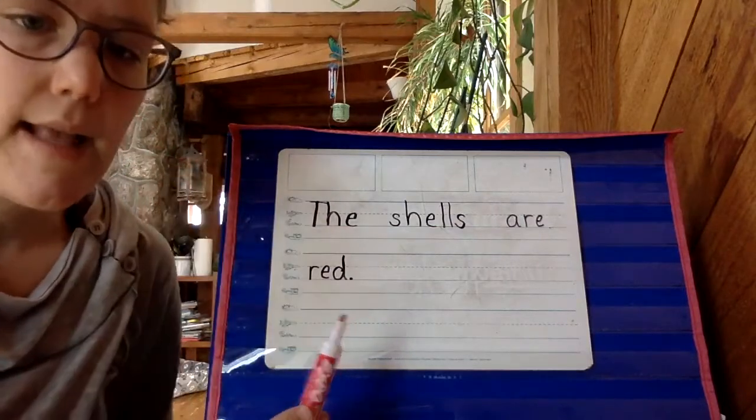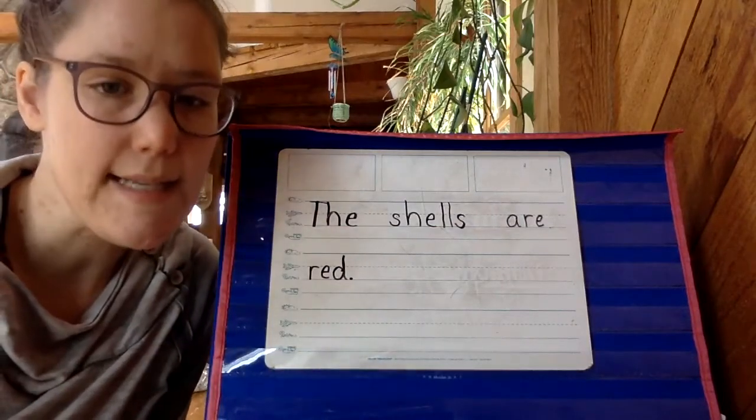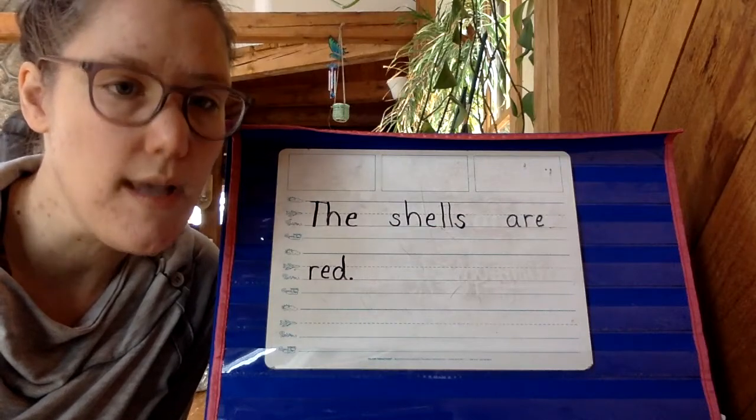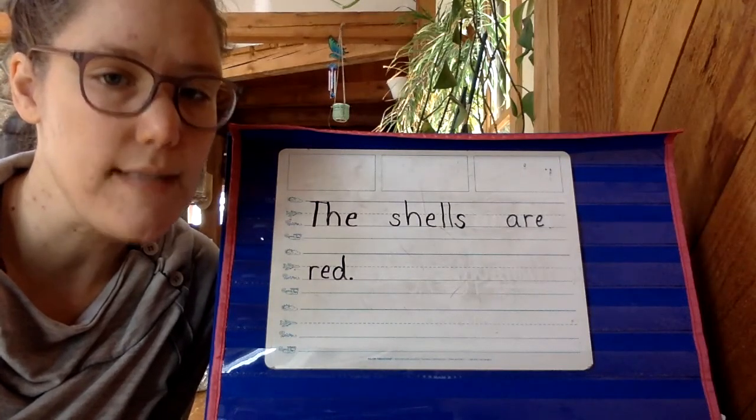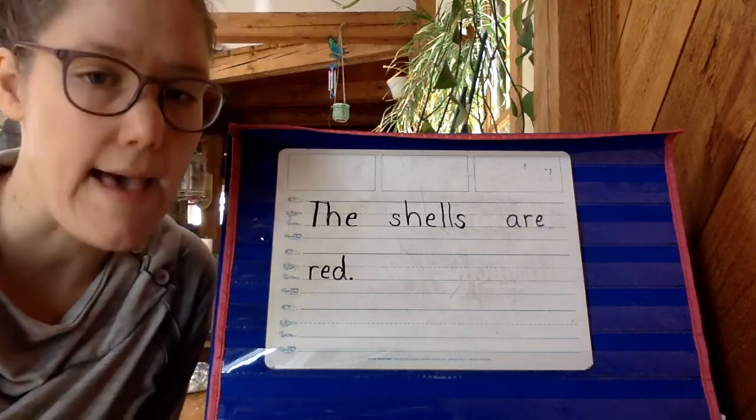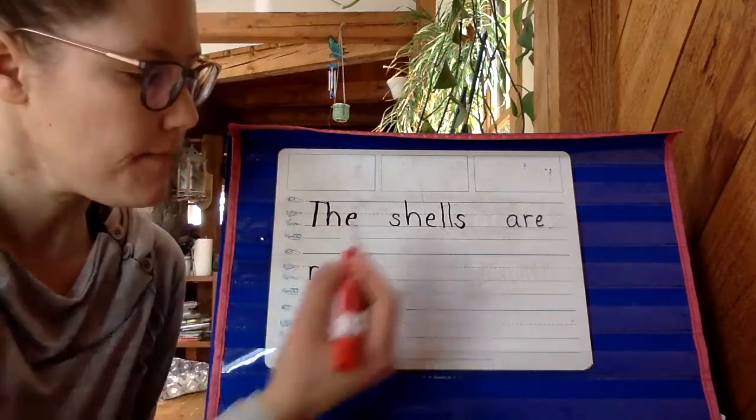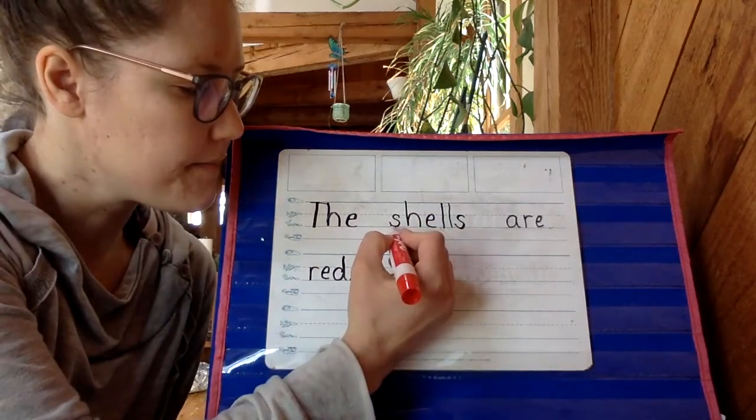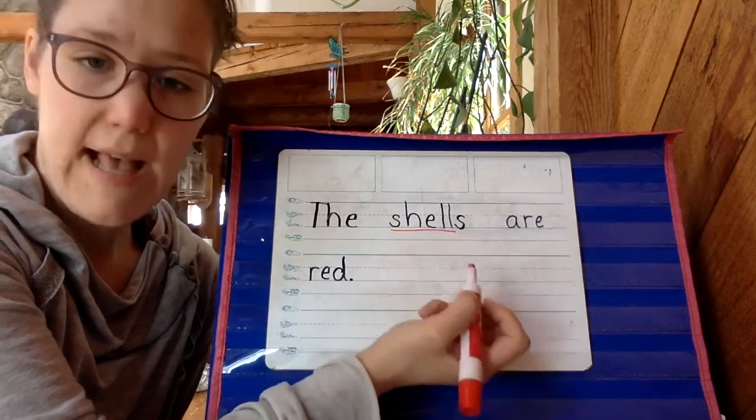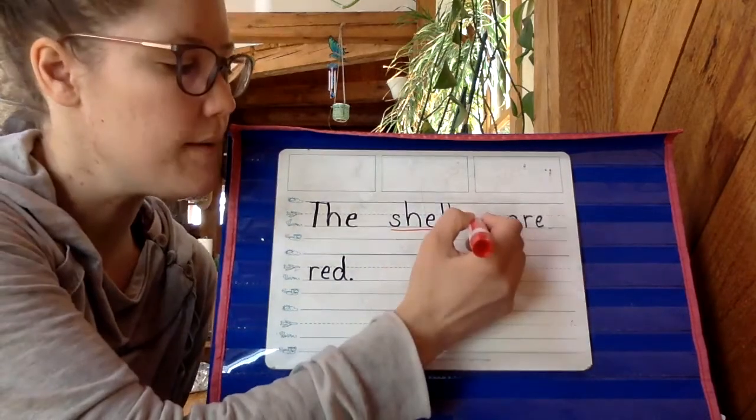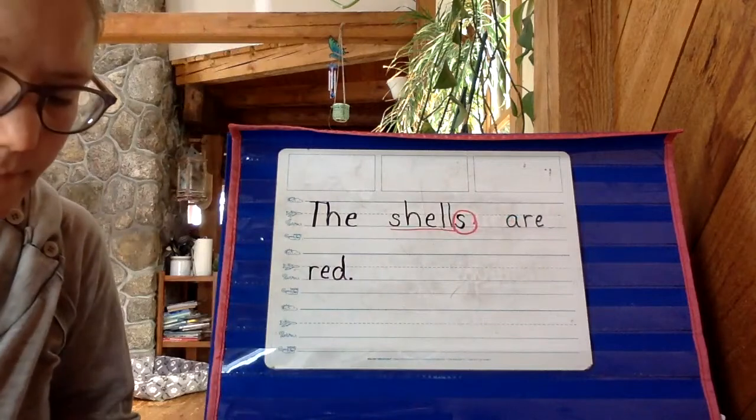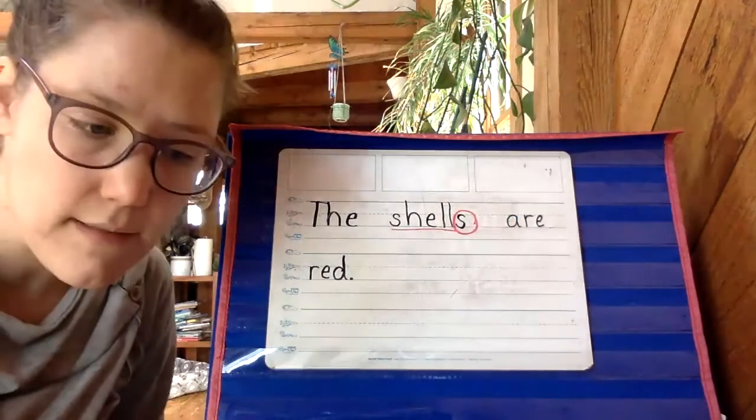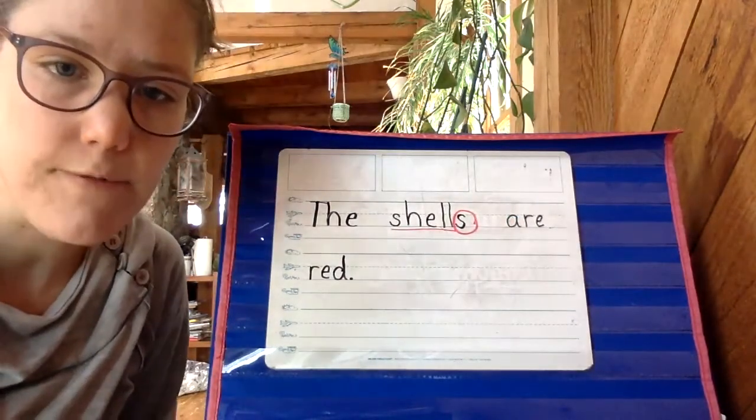And do I have all lowercase letters where they're supposed to be? Yes, I do. Now I'd like you to take a second to underline the base word and circle the suffix S in the word that has the suffix S. Shells was our word that had the suffix S, so I'm going to underline the base word and circle that suffix. Once you have that done, you are all set for Fundations today.